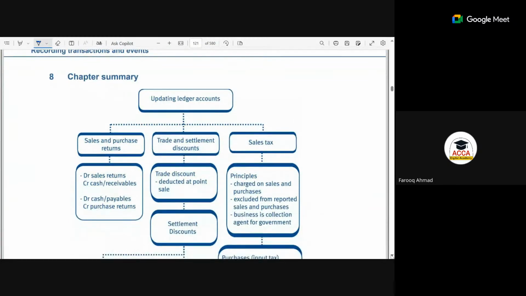This is the chapter summary for updating the ledger: how the sales tax transaction takes place, and trade and settlement discounts. Very easy, but students, you need to practice. This is the initial stage of your learning.